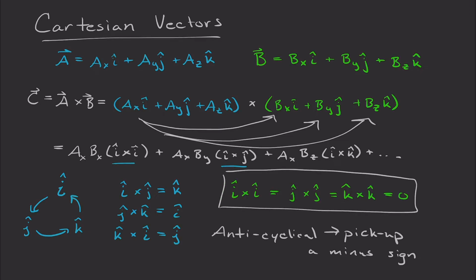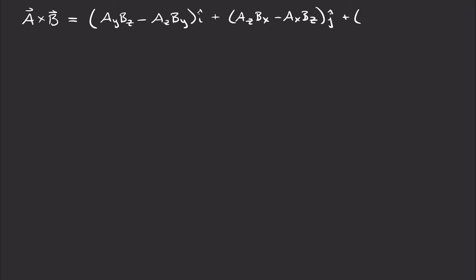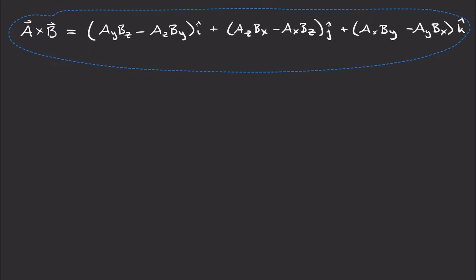where that's not true for a dot product. So what would you get if you were to distribute all of your terms like we saw previously? Well, you would get ay bz minus az by times i hat plus az bx minus ax bz j hat plus ax by minus ay bx k hat. Okay, so what I want you to notice is these are kind of cyclical.